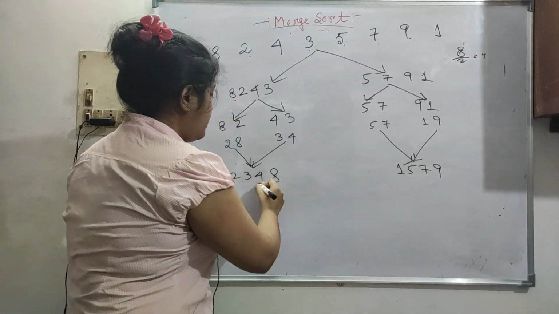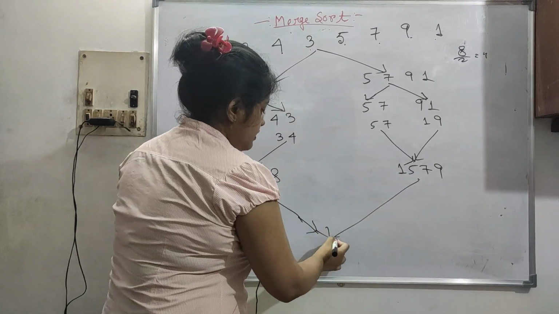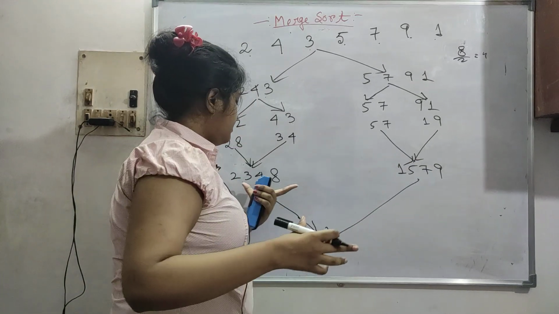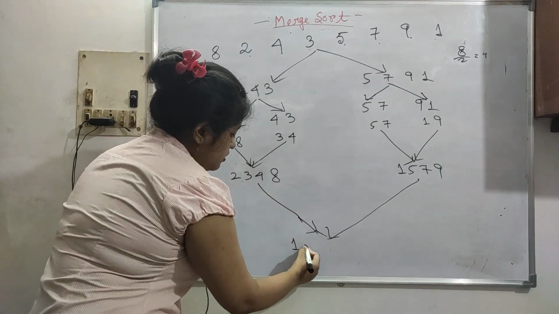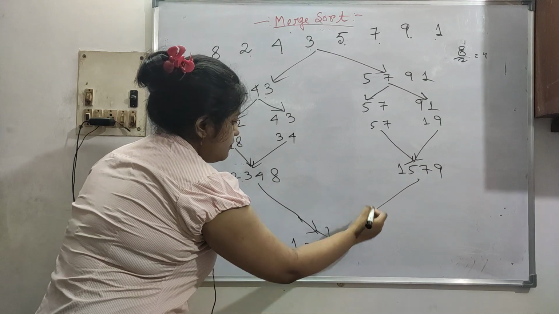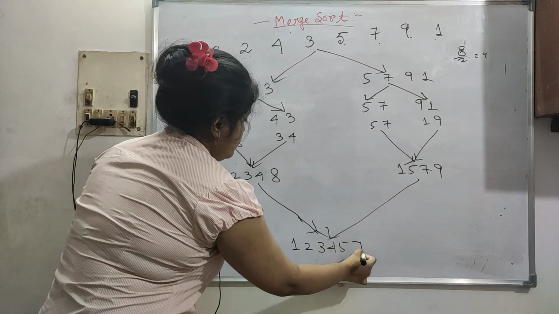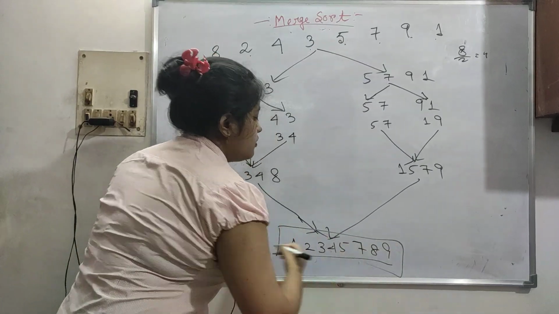Now we have to combine the final two sub arrays into a single array. So now 1 2 3 4 5 7 8 and 9. So this is our sorted array.